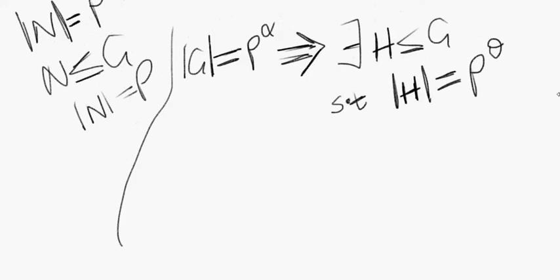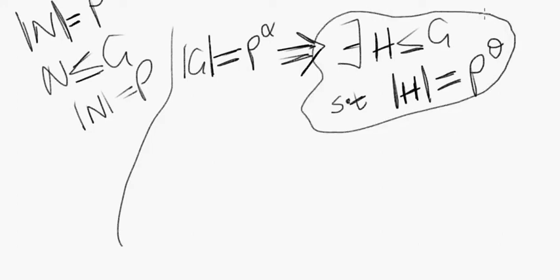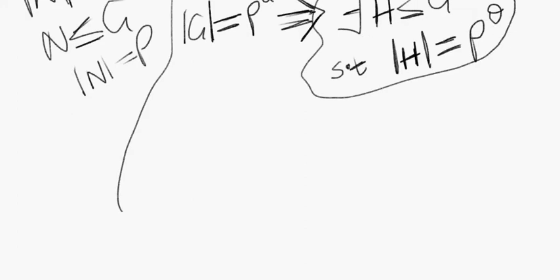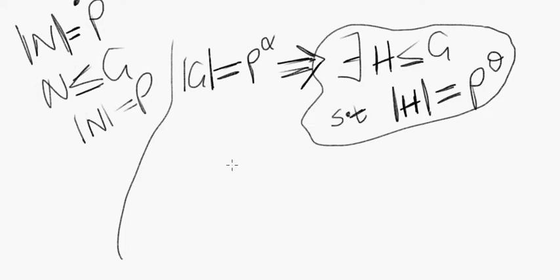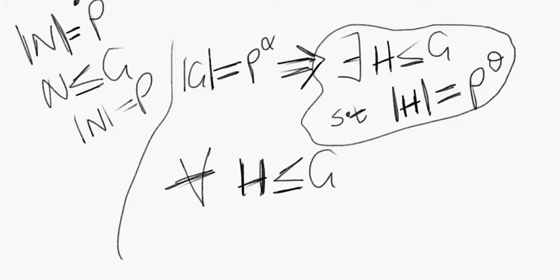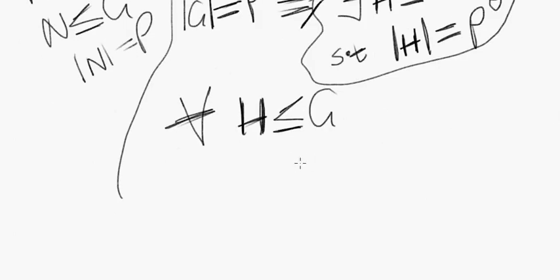And one of the strategies was, let's explore what happens if the consequence is not true. Let's explore what happens if there is actually no subgroup of G whose order is p to the theta. What would that mean? Would it mean that for every subgroup H of G, the order of H has to equal p to the alpha?